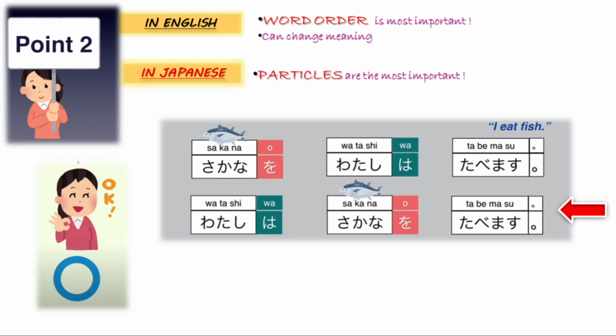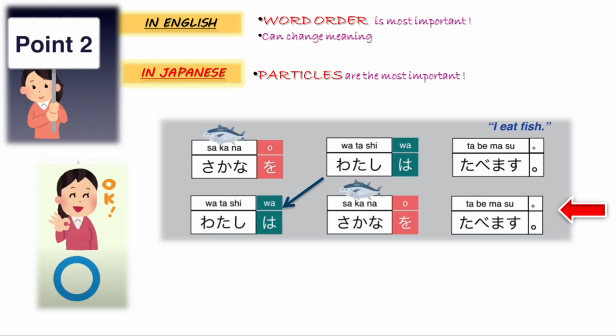But the meaning is the same. Why? Because the particles are the same. In the first example, wa was with watashi. In the second example, wa is still with watashi. Just like in the case of sakana, o is with sakana in both the examples. So both of these statements are correct. Again, it's proved that particles matter and not the statement order.